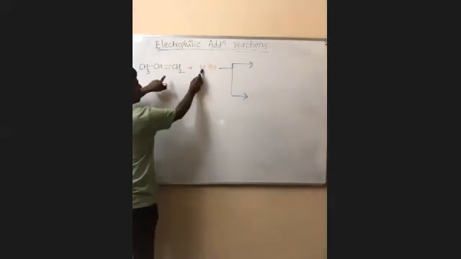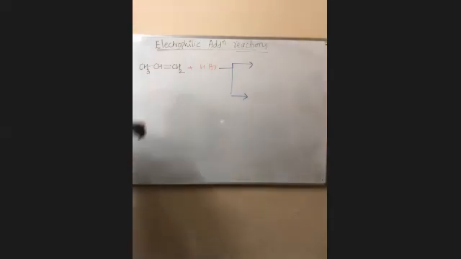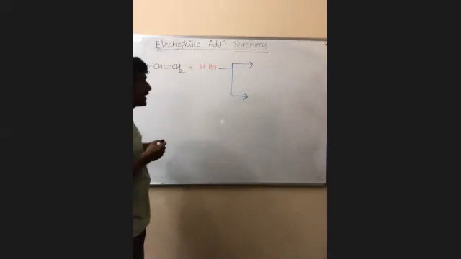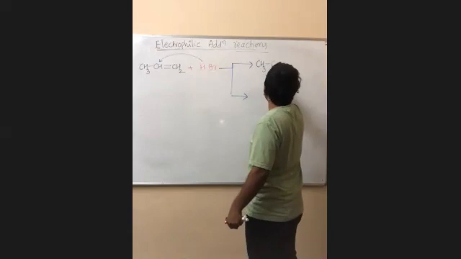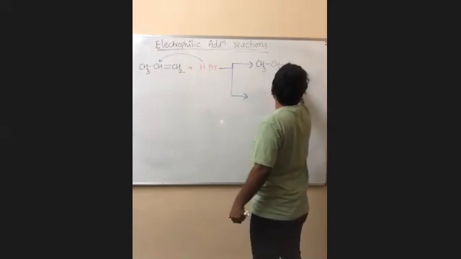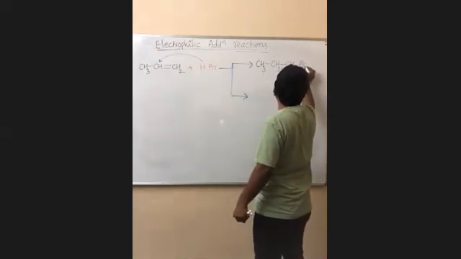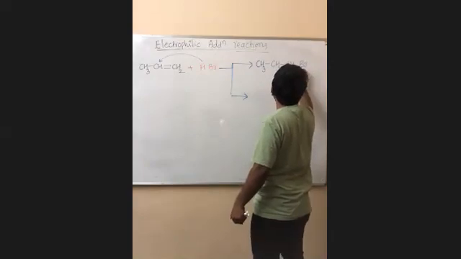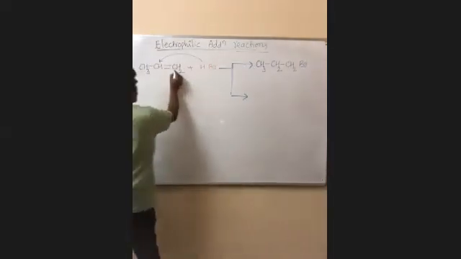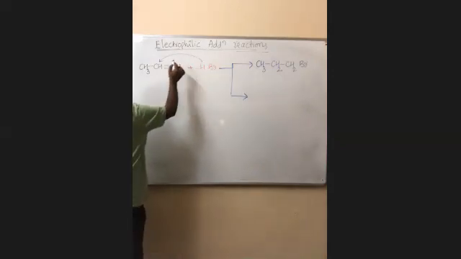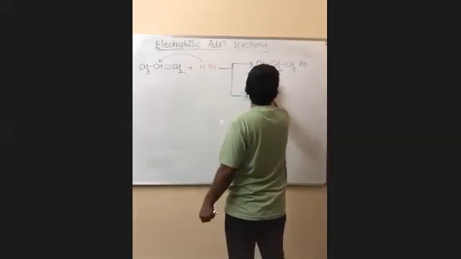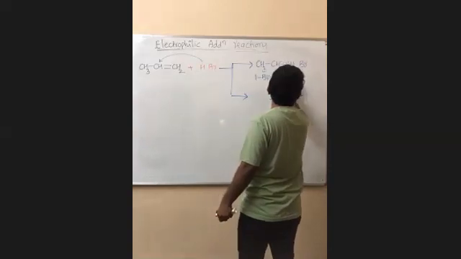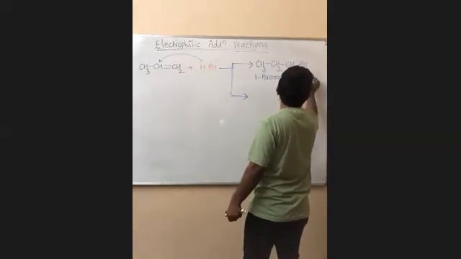What are the two products? If H is adding to the middle one, what is that? CH3, CH2, obviously Br is added to the last one. Is it clear? That is one product. Now this is 1-bromo-propane. Name of the product is 1-bromo-propane.